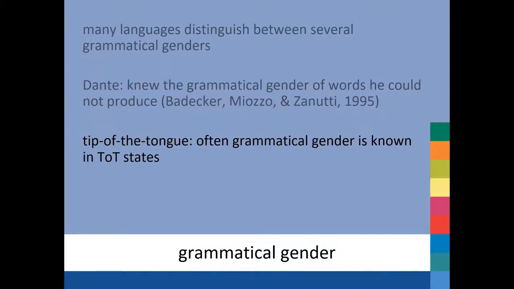And there's also the tip-of-the-tongue phenomenon, in cases where people cannot come up with the word they want to say, but they know what gender the word has. So these are all well-known phenomena, and there are other phenomena that seem to suggest that there is a level in between the semantics, the meaning, and the phonology of a word.